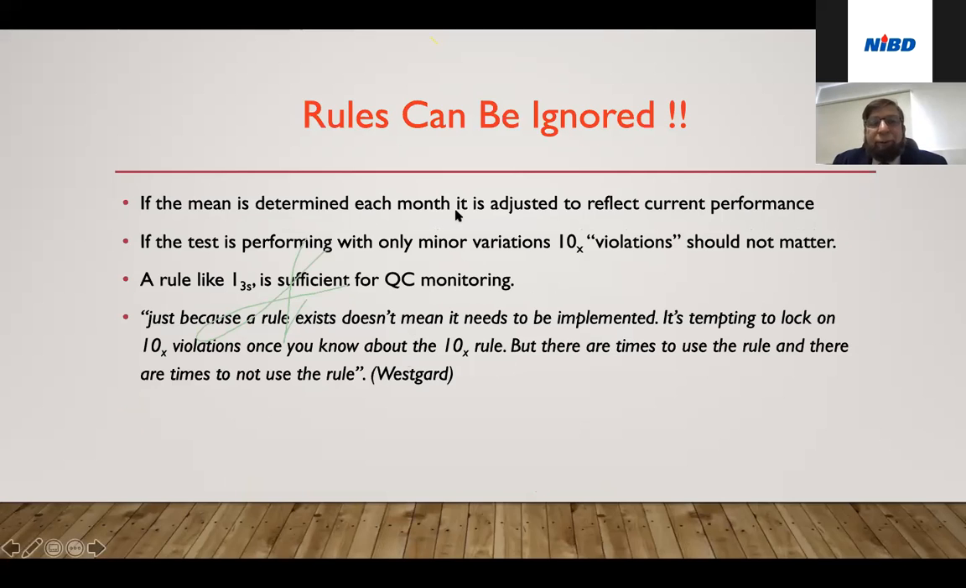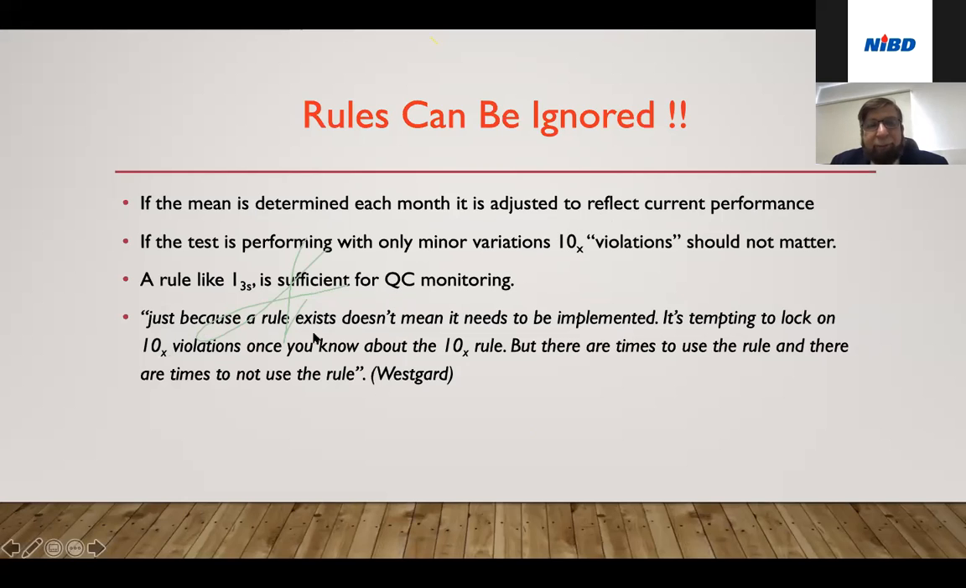If the mean is determined each month, it is adjusted to reflect current performance. If the test is performing with only minor variation, a 10x violation should not matter. A rule like 13S is sufficient for QC material. So in such a situation, just 13S will be sufficient, and you can ignore 10x.